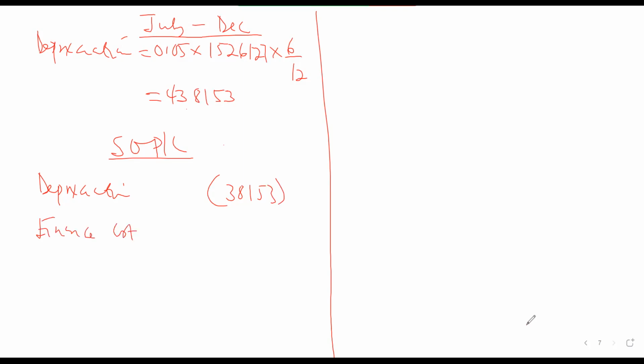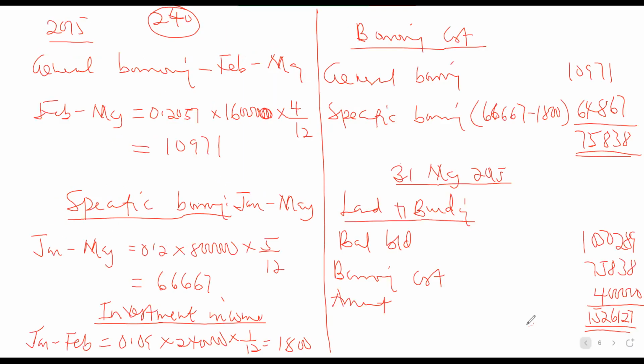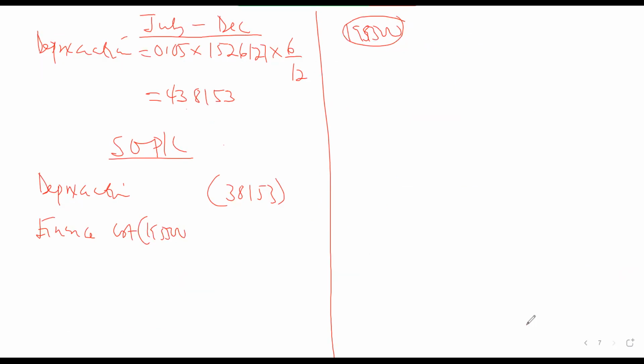Then maybe the finance cost. The finance cost, you can do the one that I've shown you first. You find the total interest, which is 1,955,500 on the specific borrowing. Then you subtract the portion that was capitalized, which is this one. Then that will be 1,955,500 minus 10,791. So that will be the finance cost.